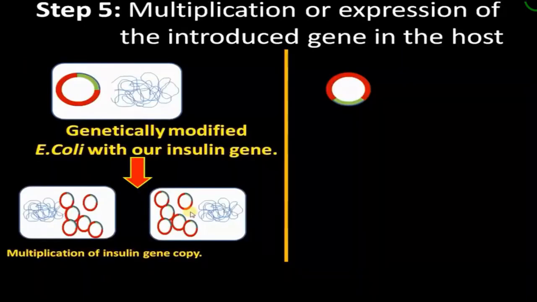Step 5, multiplication or expression of the introduced gene in the host. We have already inserted the rDNA into the host cell, genetically modified E. coli with our insulin gene. This cloned gene produces millions of copies. Anyway, we need a large number of copies, so we got millions of copies. By using this gene cloning method, we can produce several enzymes, hormones, and vaccines.